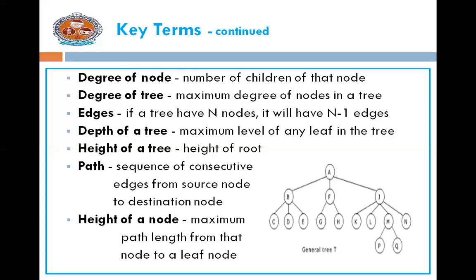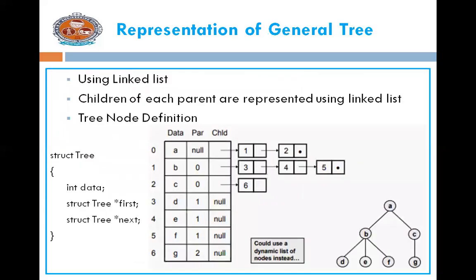Next one is the height of a node. The maximum path length from that node to a leaf node. So for example, if you take the height of the node Q, it is 3. These are the different key terms that we have to remember while discussing trees. Next one is the representation of a general tree.